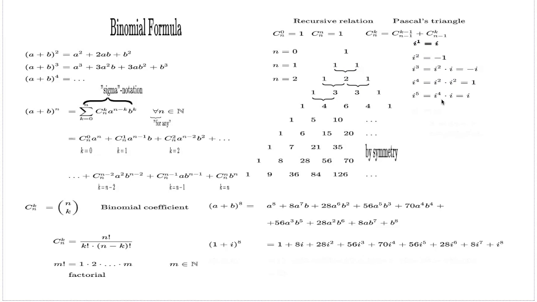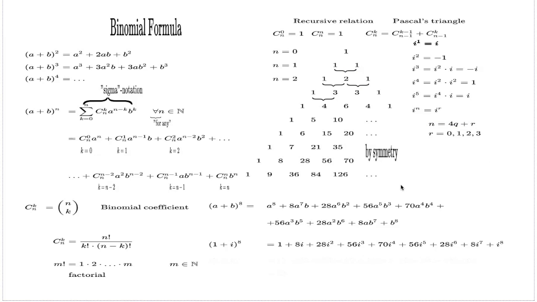You are back to this position. So the powers of the imaginary unit go with the cycle 4. The proper mathematical form of this statement will be something like this: i to the power n equals i to the power r, where n and r are connected by this relation, and r is the remainder when you divide n by 4.